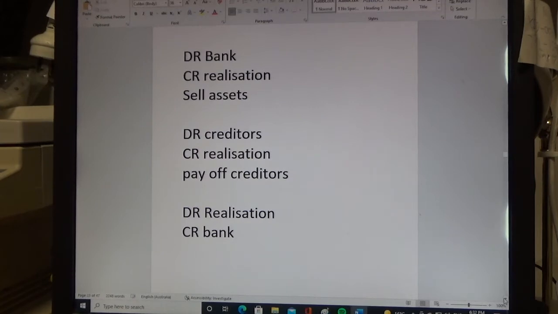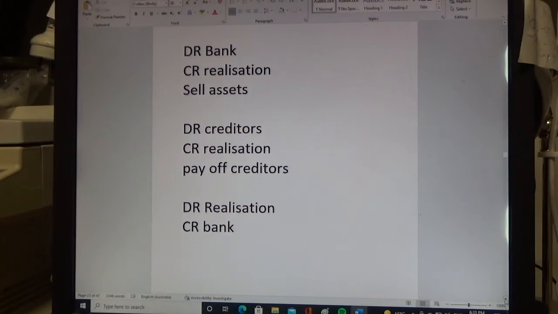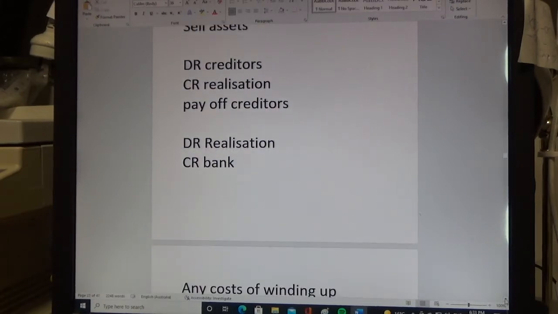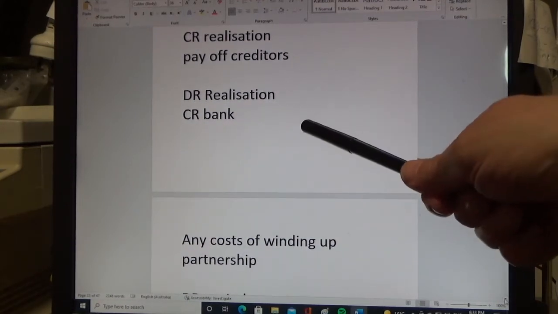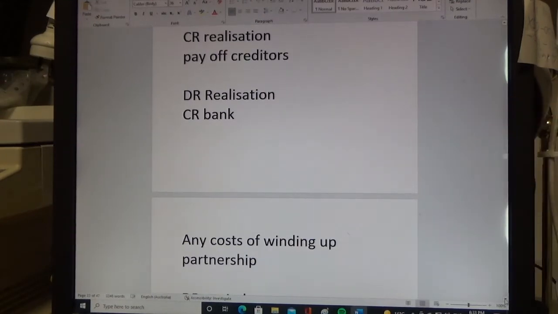You pay off your creditors. So these steps aren't quite in sequence, but paying off your creditors, I mentioned, is actually the first step. Debit creditors and credit realisation. So I'm sorry if these are in the wrong order. And any costs of winding up the partnership is debit realisation, credit outgoing cash, because the cash is required for costs of winding up the partnership.